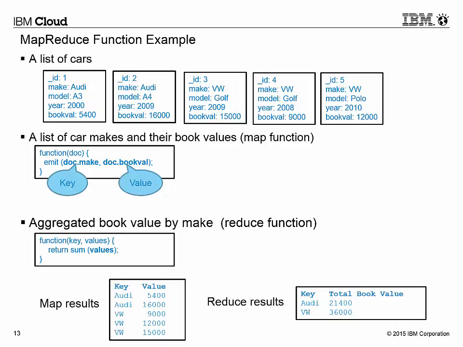So the results of the map function, for each document, it will return the make as a key and the book value as a value. The reduce function, as we mentioned, will return a single line per key. And since the key from the map function is the make, then for each make we'll get a single line. So in this case, it will add up all the book values of the Audi documents and all the book values of the VW documents.